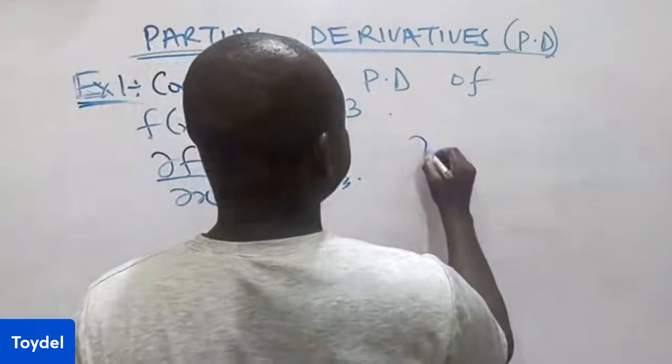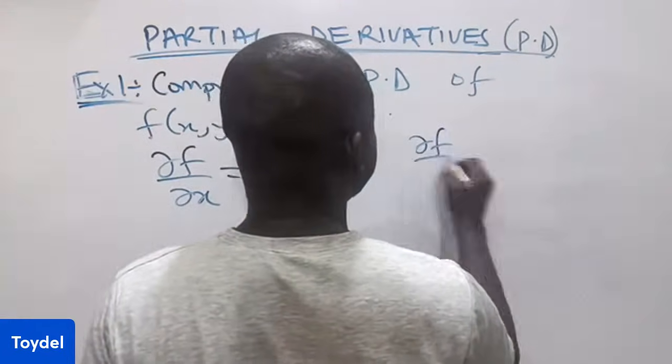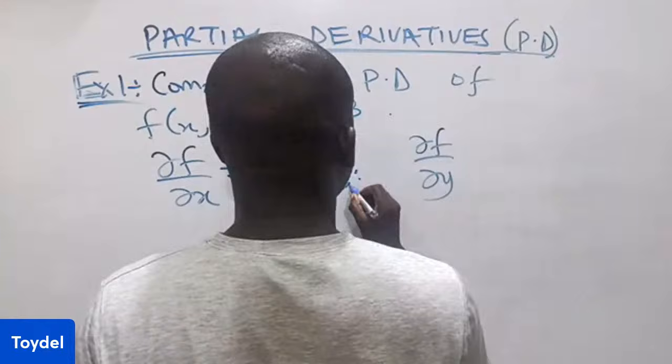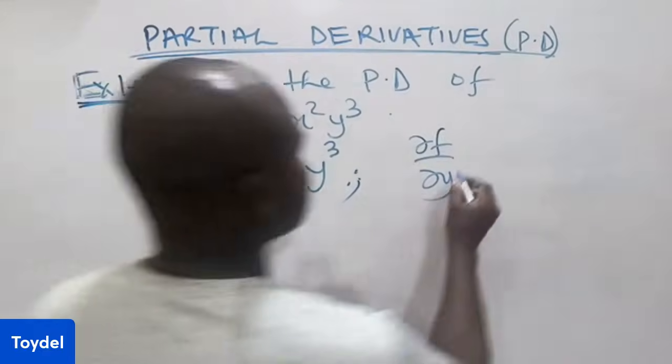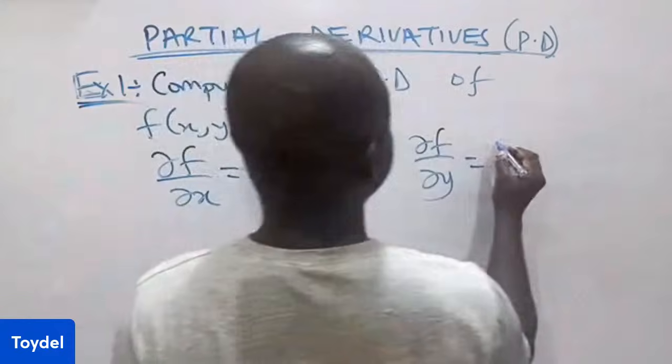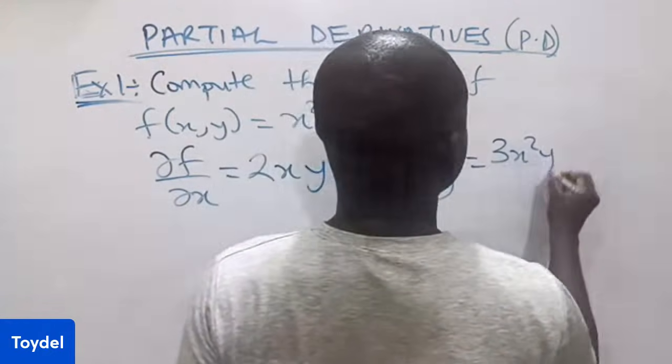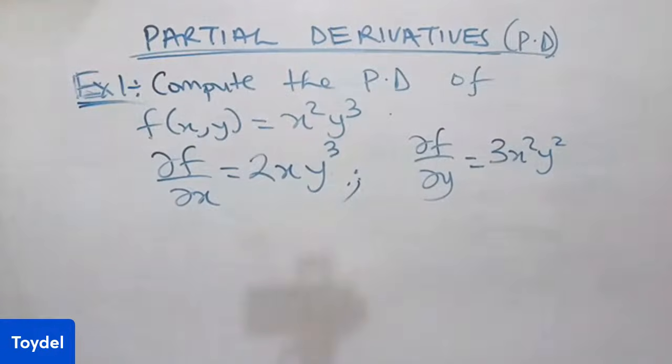Then we can also differentiate f partially with respect to y, partial f partial y. And that is going to give us 3x squared y squared. If we differentiate f partially with respect to y, that's what we are going to get.